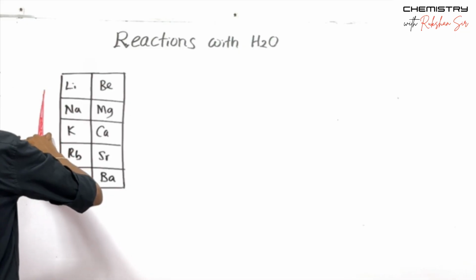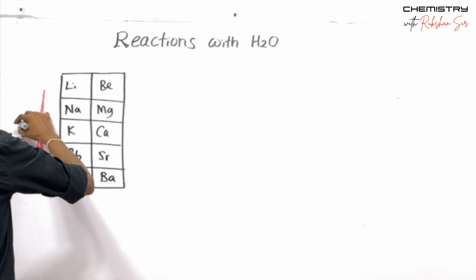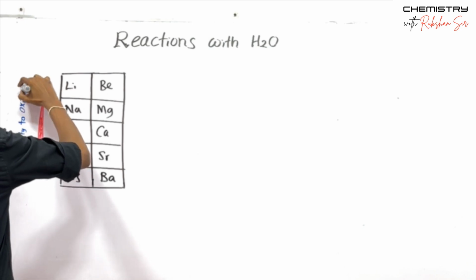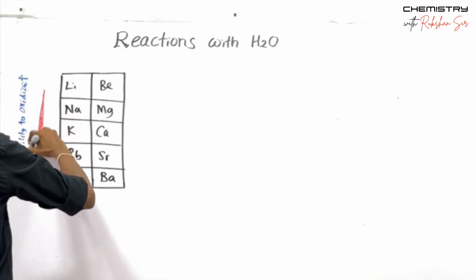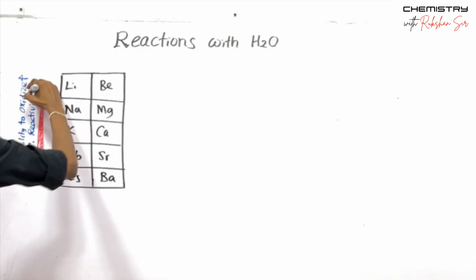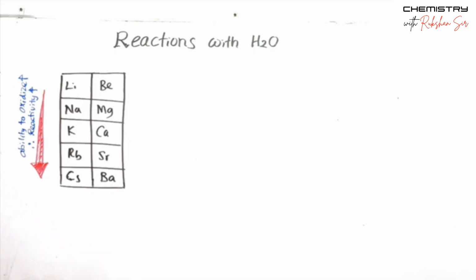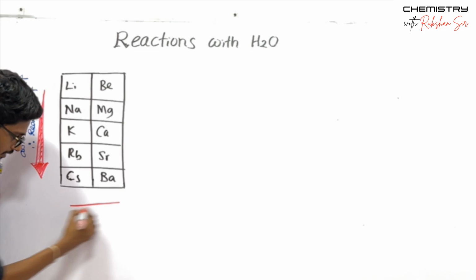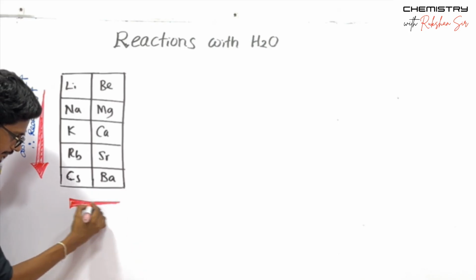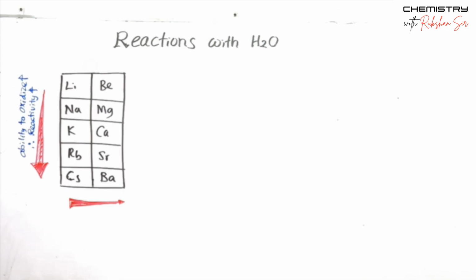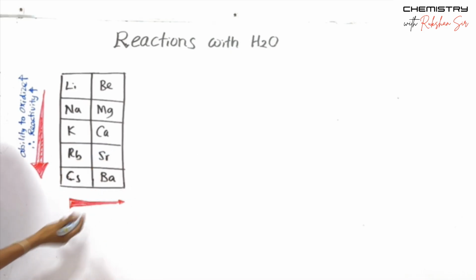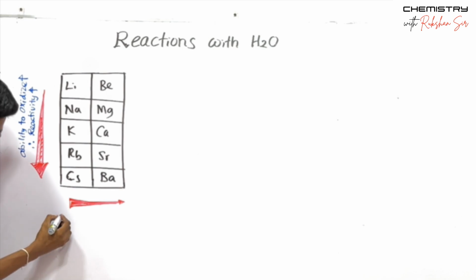So we can say the ability to oxidize will increase, so that we say reactivity increases going down. And the other thing we know is, going towards this side, reactivity decreases. As atoms become smaller, the ability to get oxidized, so releasing electrons, becomes hard.